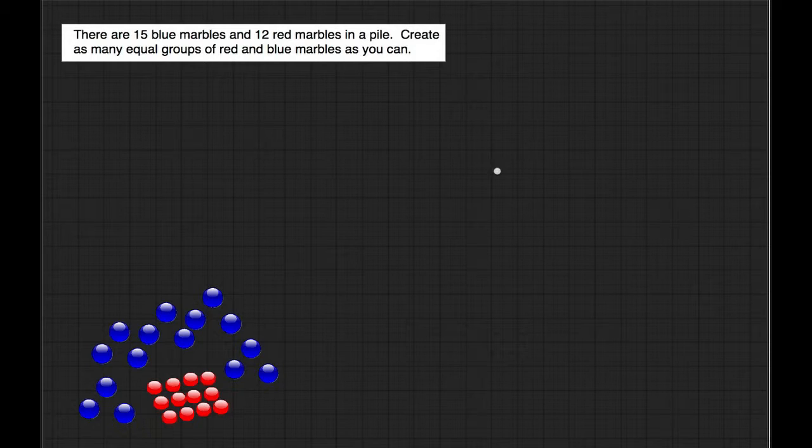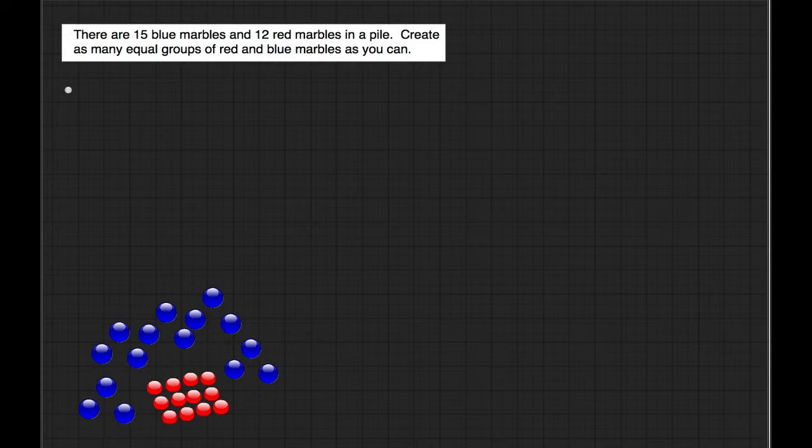All right, so today let's talk about factoring. Factoring is a really useful tool in certain situations. And here's an example of one of those. Look at all these marbles we have. It says there are 15 blue marbles and 12 red marbles in a pile. And they want you to create as many equal groups of red and blue marbles as you can.